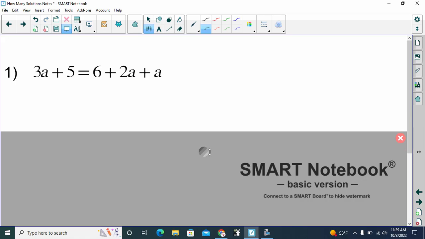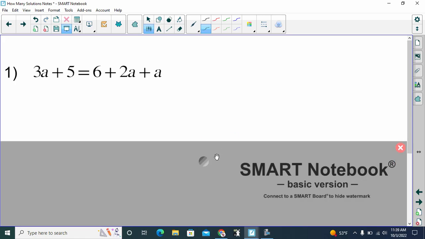Let's try a few more here. Number 1 on this one says 3a plus 5 equals 6 plus 2a plus a. Start by combining like terms. I would say 3a plus 5 equals 6 plus 2a and 1a make 3a.